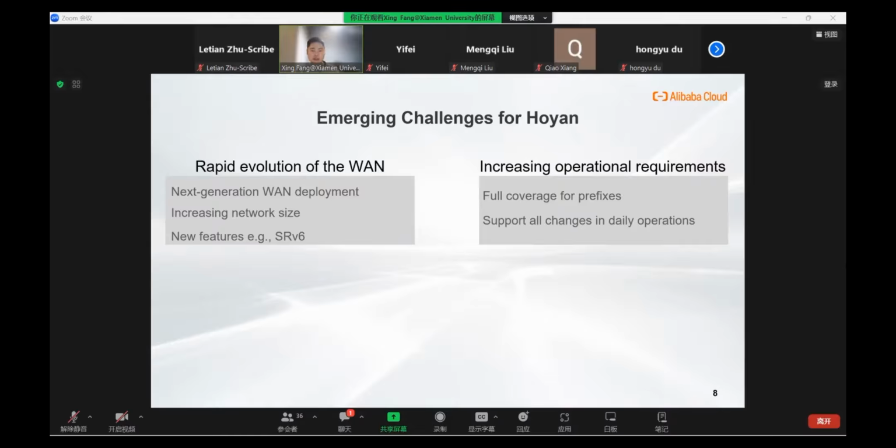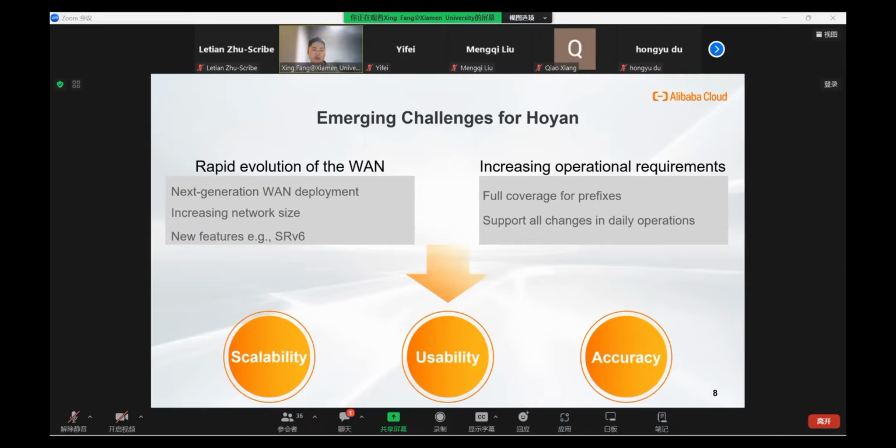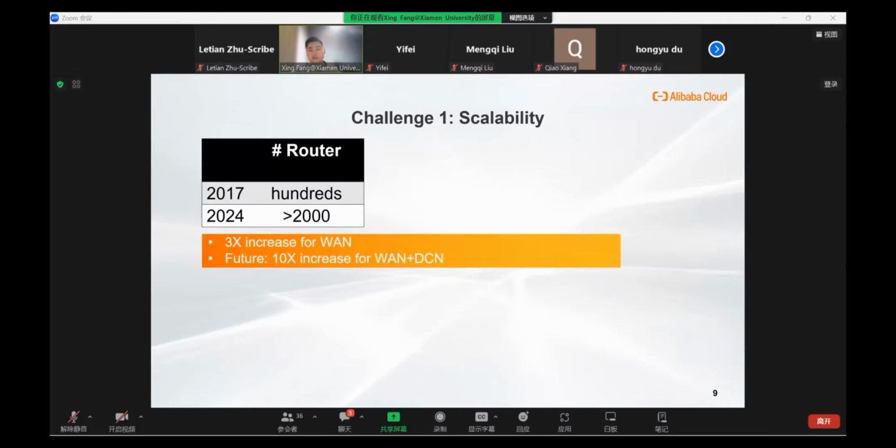The second is ever-increasing operational demand. The operations team continuously raised the bar for Hoyan, demanding broader prefix coverage and support for more diverse types of network changes. So, as a result, Hoyan started to face new challenges in scalability, usability, and accuracy.